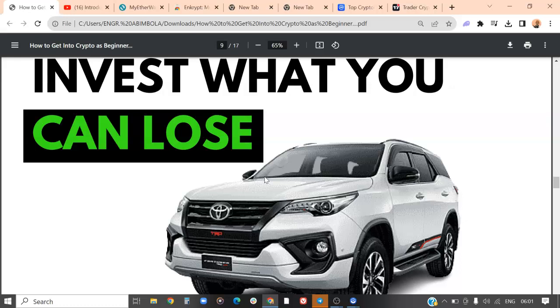When you work and you have extra savings, like, oh, this money is part of my savings, if I should lose this money, it's not going to give me a headache.